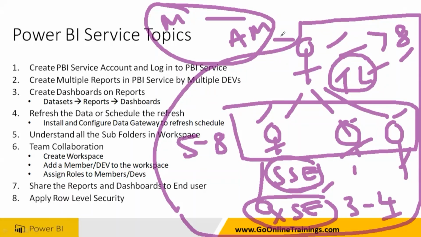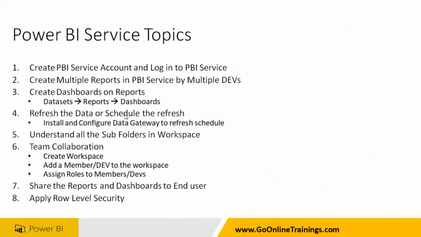People would ask you about team size. When the team size is bigger, how do you collaborate? At least one or two people work on the datasets, and the remaining people work on the reports. So create a workspace, add members to the workspace, and assign different roles to the members or workspaces, such as developer. This is team collaboration.